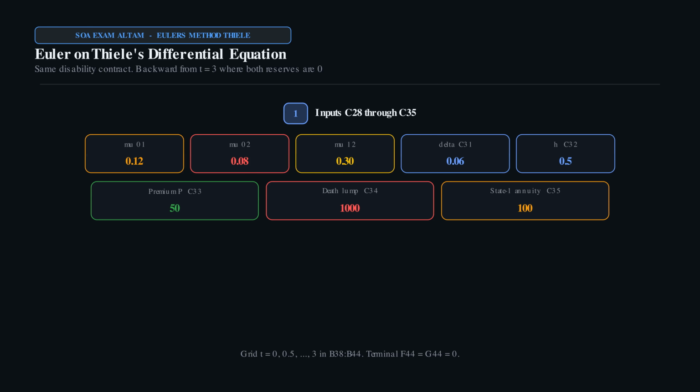Force of interest delta is 0.06. Continuous premium 50 while healthy. 1,000 on death from either living state. 100 per year while disabled. Terminal time is 3, and both reserves are set to 0 there.